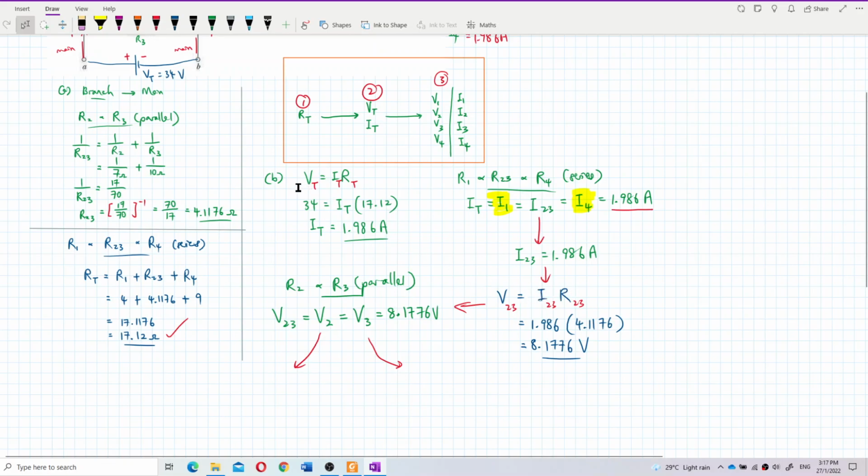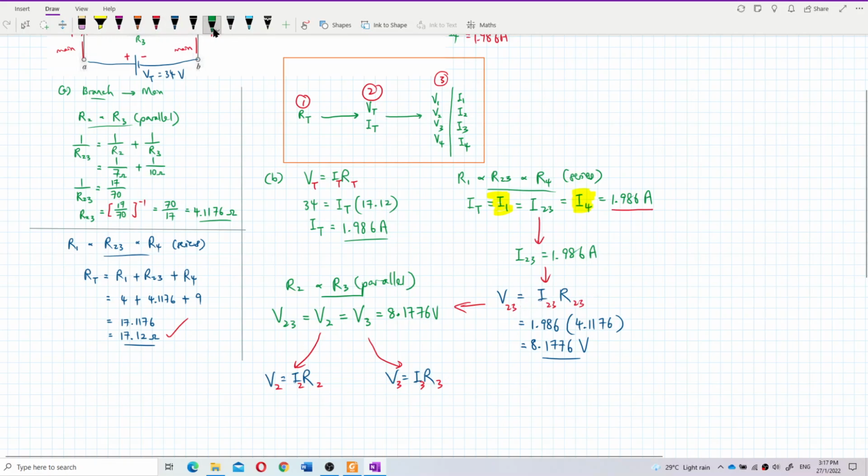You see, we got V total, I total, R total. We also got V23, I23, R23. Now, right now we have what? We have V equal to IR. We have this one also V equal to IR. Right now we have V2, I2, R2. That's the I2 we need to find. And here is V3, I3, R3. That's the I3 we need to find. V equal to IR, Ohm's law is so important.